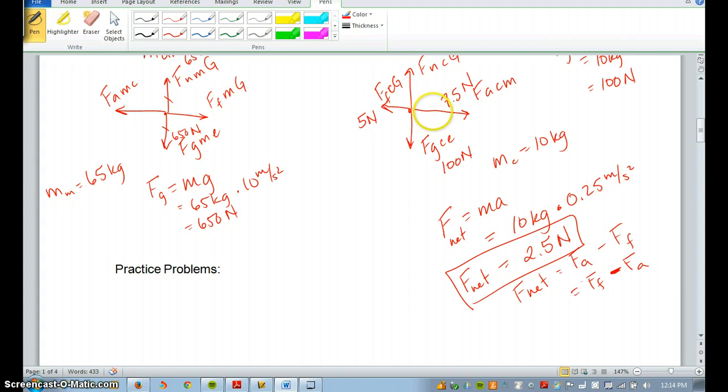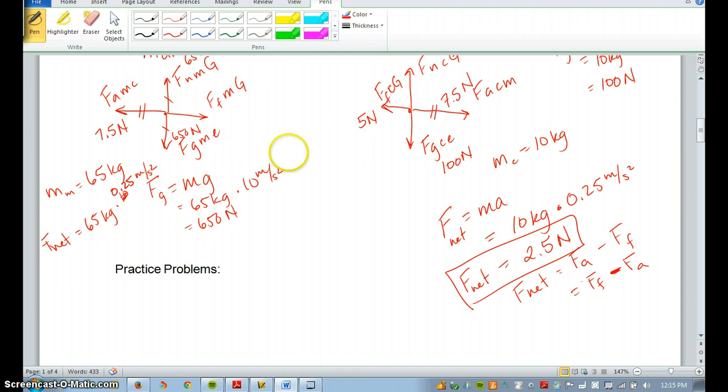So I know that my applied force on my chair has to be equal to my applied force on the man. All right, so the man has, in that case, an applied force of 7.5 newtons. Okay, what does that mean about the frictional force of this man? So here, I also have to find the net force of the man. So in this case, the net force of the man is 65 kilograms times 0.25 meters per second squared.